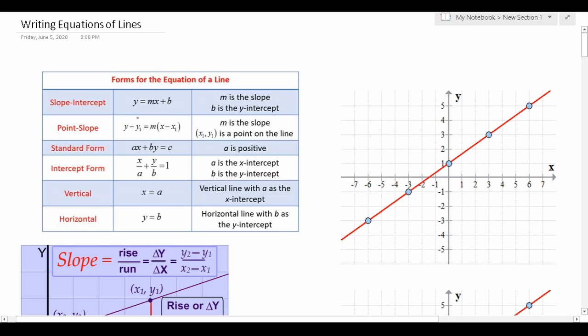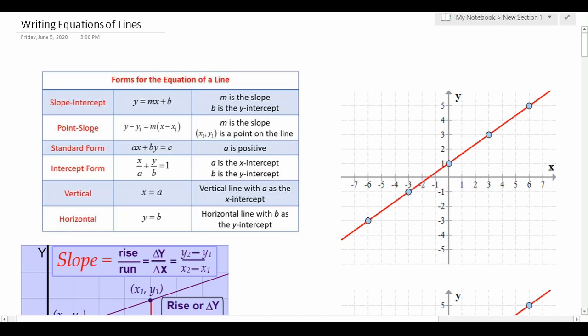A line can be written in slope-intercept form, where you have y equals mx plus b, and m is the slope, and b is the y-intercept. You can have a line that's written in point-slope form, where you have y minus y1 equals m times x minus x1, where m again is the slope, and (x1, y1) is a point on the line. You can have a line written in standard form, which looks like this, ax plus by equals c. You can have a line written in intercept form. You can have a vertical line where x equals a, and a horizontal line where y equals b.